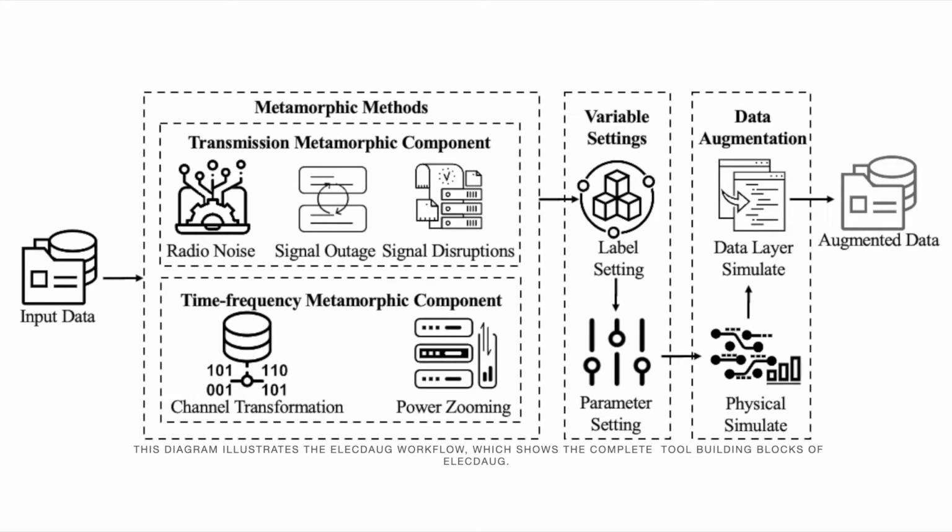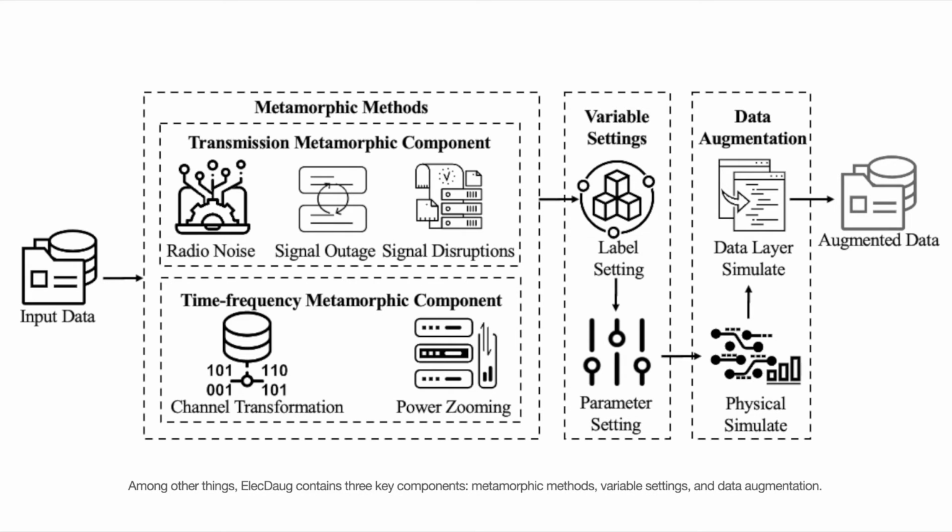This diagram illustrates the ElecDaug workflow, which shows the complete tool building blocks of ElecDaug. Among other things, ElecDaug contains three key components: metamorphic methods, variable settings, and data augmentation. The metamorphic methods contain the transmission metamorphic components, including radio noise, signal outage, signal disruptions, and the time frequency metamorphic components, including channel transformation, power zooming.